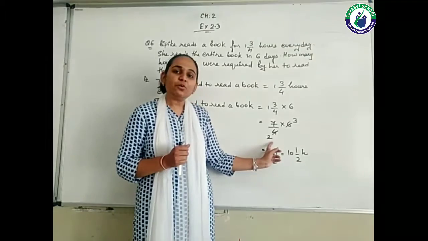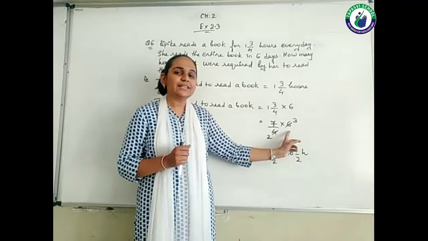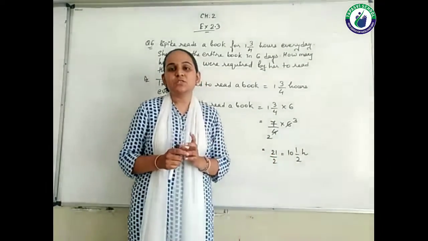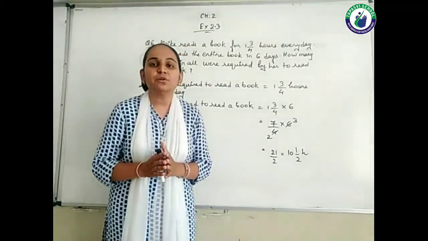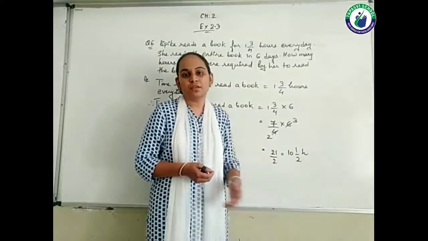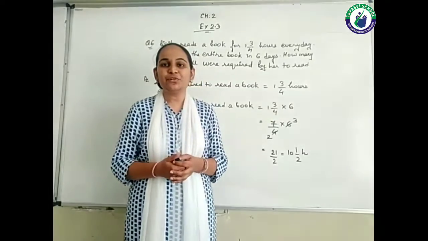And in the denominator we are only having 2. You can consider the denominator here as 1. So 2 1s are 2. Now 21 upon 2 is there, students, so we can convert this 21 upon 2 again into a mixed fraction as 10 integer 1 by 2 hours. Is it okay to all of you?